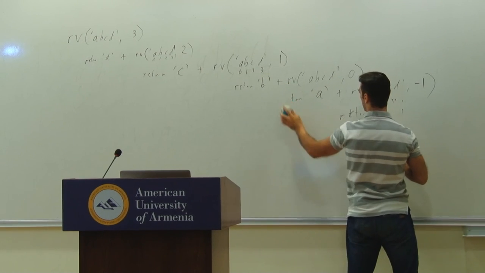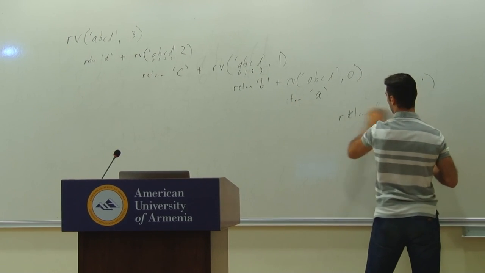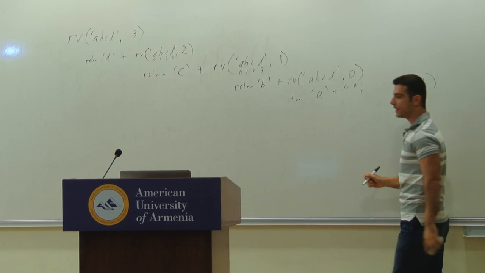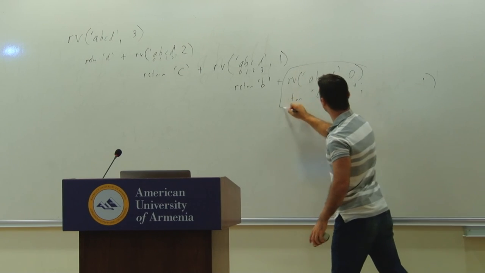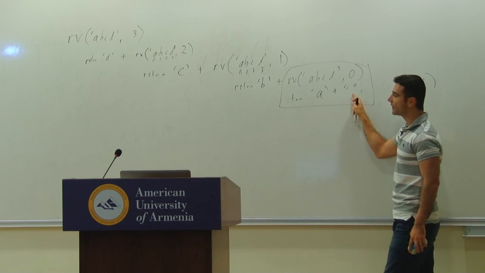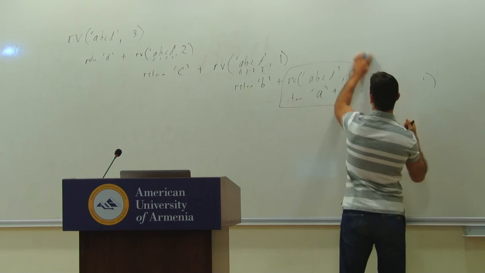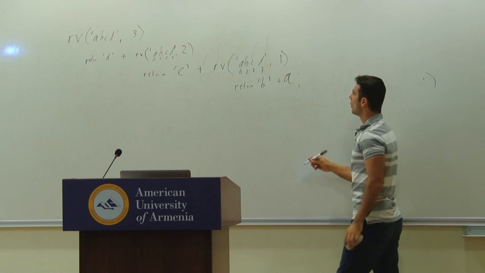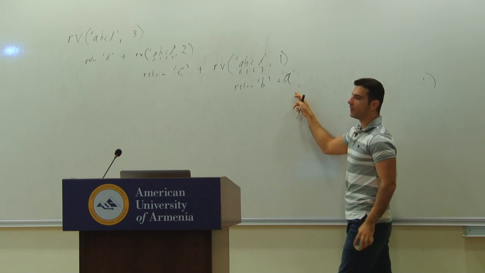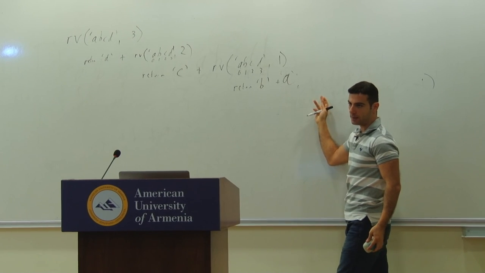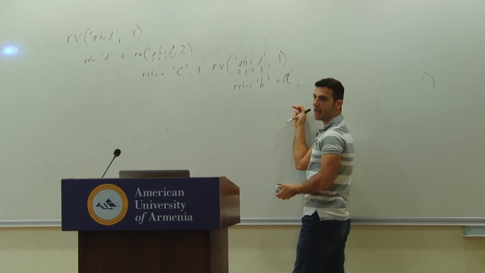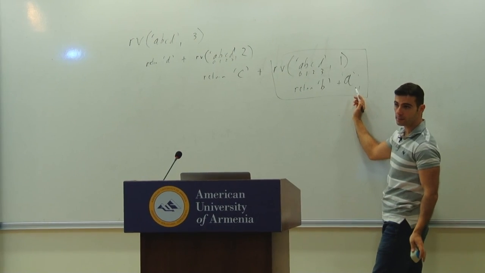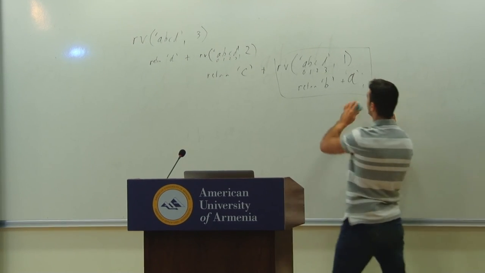So all of this plus empty string. Right? What does this function return? A. A plus empty string, which is A, right? This returns B plus A, which is BA, right? So this call returns BA, right? This returns B plus A, yes? Hopefully, okay.